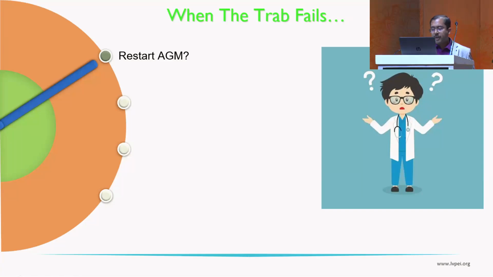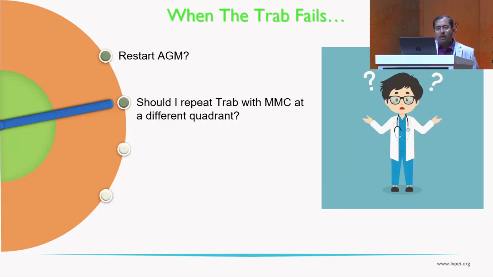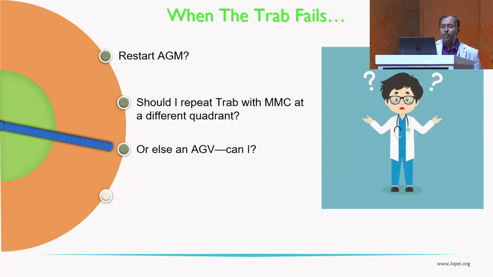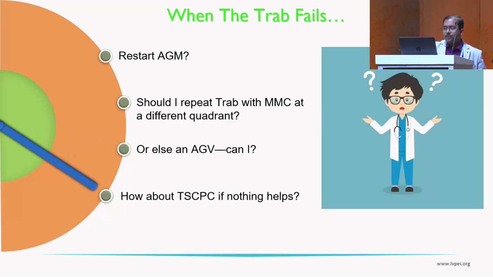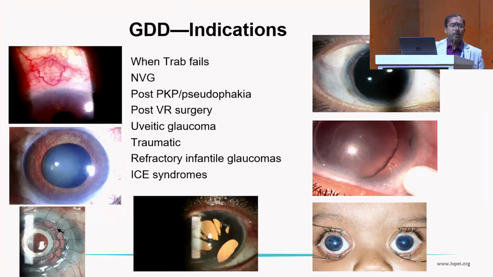My topic was the novel umbilical cord allograft in preventing the hypertensive phase in the AGVs. When the trap fails, we have the options to restart the AGMs, to plan for a repeat trap in a different quadrant, to plan for a tube, and to plan for a TSCVC if everything fails. We know the indications for the GDDs, like difficult glaucomas, such as the neovascular glaucomas, failure of traps, and other difficult glaucomas.